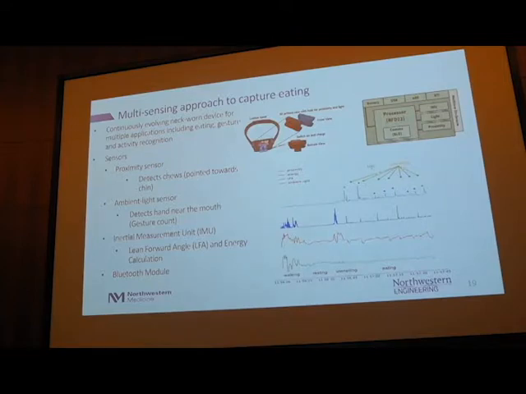Also with the inertial measurement unit, the 9-axis inertial measurement unit that Vivek was mentioning, we can get a lean forward angle, so we can tell whether someone's moving forward or backward. We can also get an energy calculation. Here, every time they're about to take a bite, there's a dip in the signal. So we see some sort of pattern that the machine learning algorithm could potentially learn.